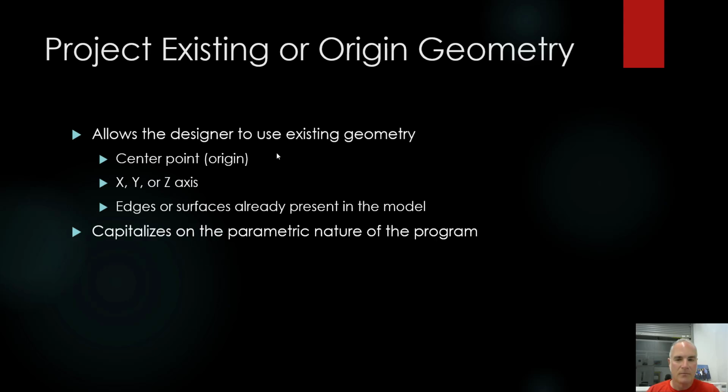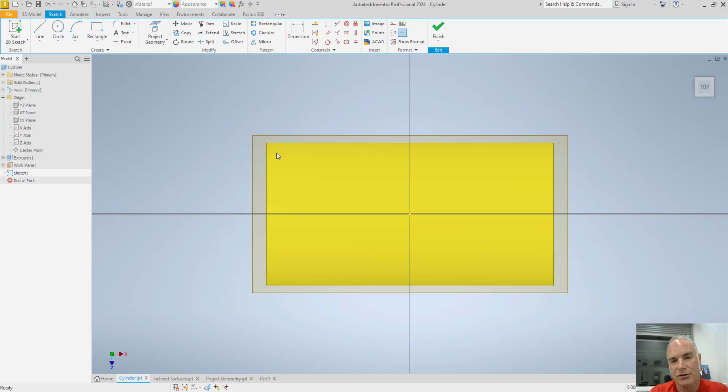Your next step is to project existing or origin geometry. So looking back at this part that I was just working on, when I created my sketch, it did apply the center point as origin geometry, and it projected it to the sketch. If I wanted to, I could go to project geometry, and I could also project the sides or the other parts of this, you know, sketch or of the existing part to the sketch.